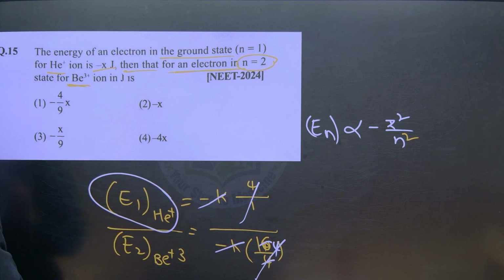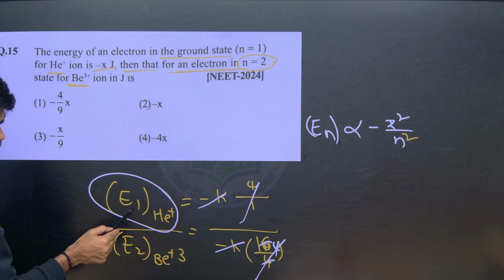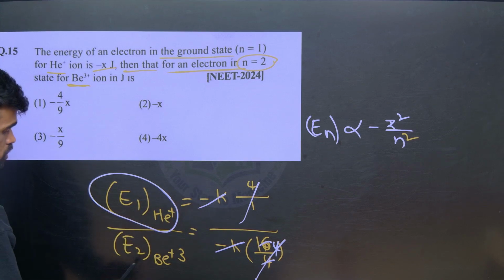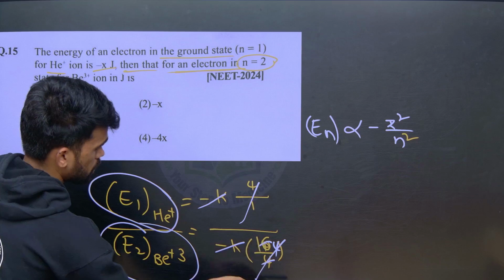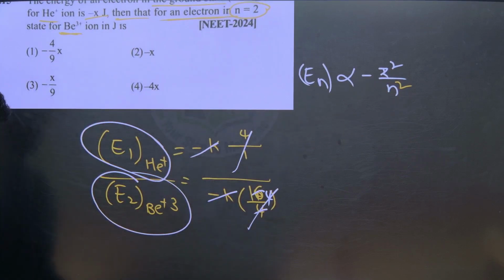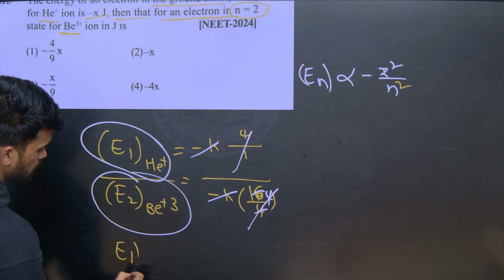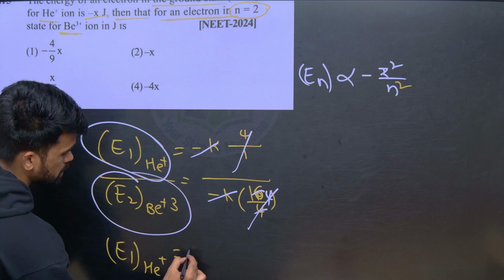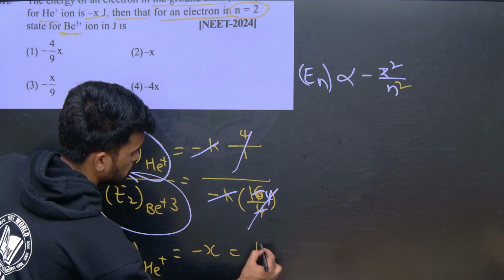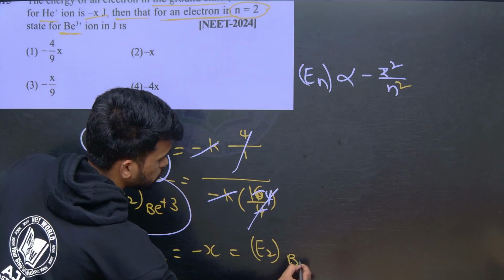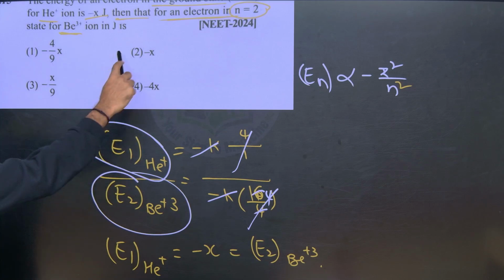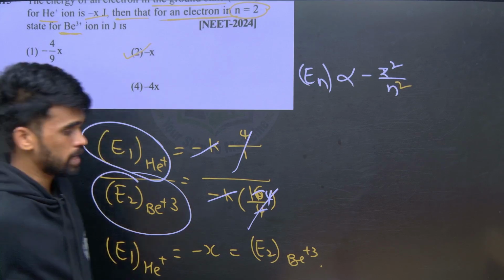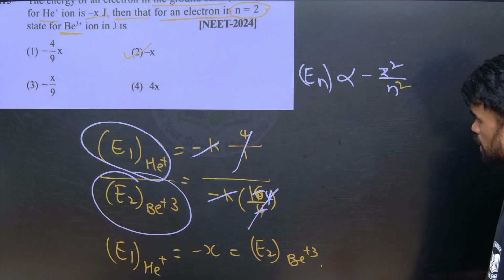So E1 of helium is how much? Energy of first state, ground state of helium is minus x. If this is minus x, here the ratio is equal to 1, no? So E2 of beryllium also becomes minus x only, no? Because the ratio is equal to 1. It means E1 of helium plus, which is equal to minus x, is also equal to E2 of Be 3 plus. So this is how you can do. So what is the suitable answer? Option number 2. Okay, so very simple questions are there.